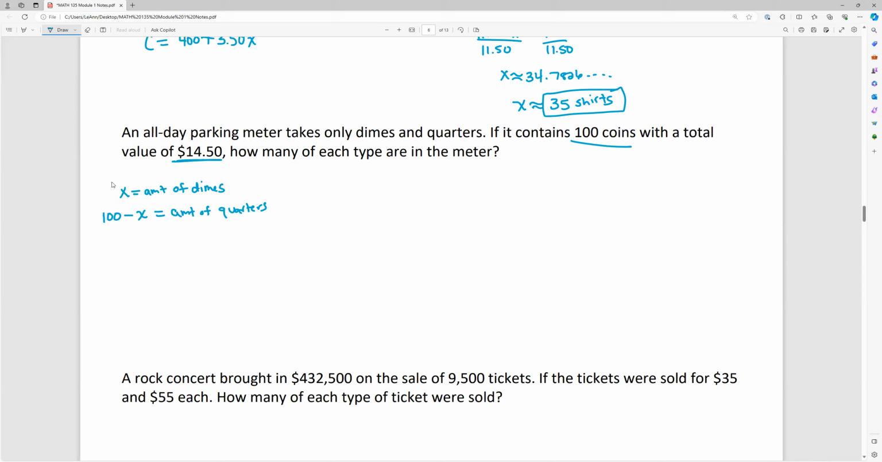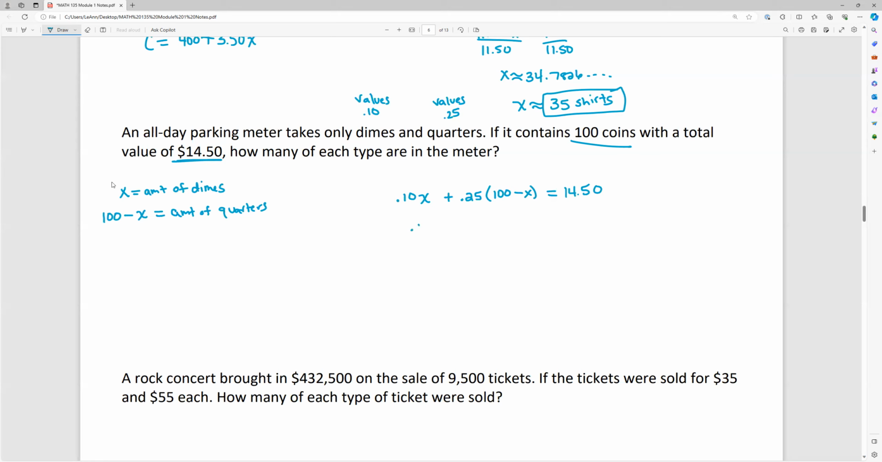And then the total value is $14.50. So this is where we have to know the value of a dime, which is 10 cents, the value of a quarter, which is 25 cents. So these are our values. To get the total value, we're going to have to multiply every dime by 10 cents. So if I have 6 dimes, it'd be 6 times 0.10, and all the quarters times 0.25. That'll give us the money amount. So we're going to have the 0.10 times the X plus the 0.25 times the 100 minus X equals the total value that they found inside that, which was $14.50.